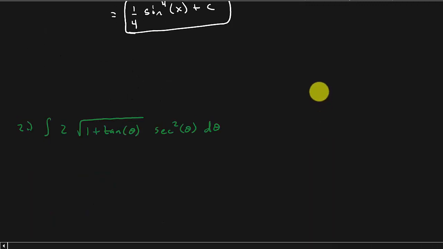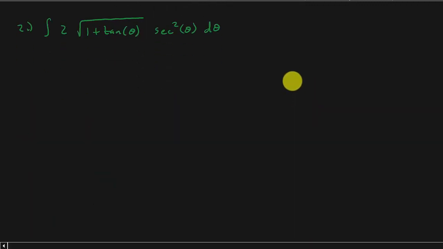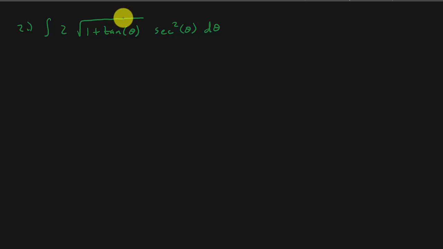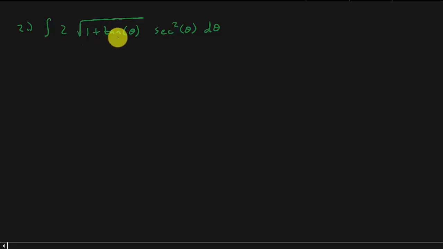Okay. All right. Let's look at this one. Now, do I have something in parentheses raised to a power? Yes. You see the square root? Remember how we look at square roots? That's in parentheses raised to the 1/2 power, right? And look at this. What's the derivative of 1 plus tangent? Secant squared. Do I need that 2? No, I don't need the 2. So I'm going to go ahead and rewrite this.